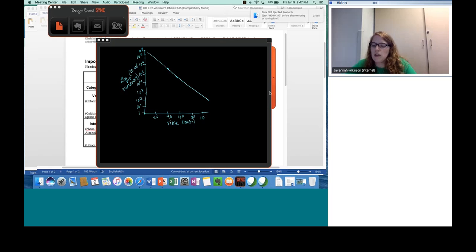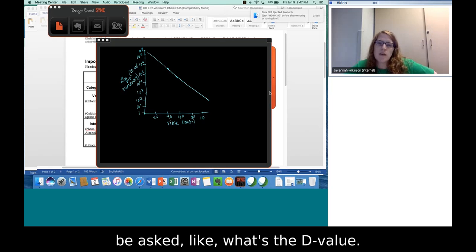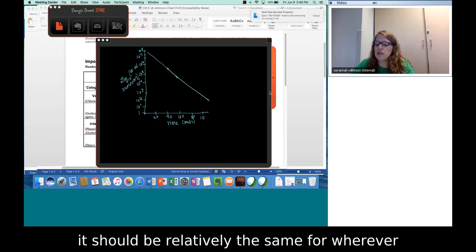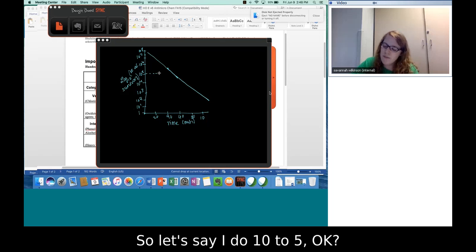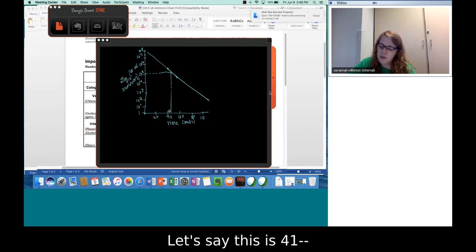let's say you'll be given a graph, and then you'll be asked, like, what's the D value? And in this case, since the line is straight, it should be relatively the same wherever you choose from the population. So let's say I do 10 to the 5. Okay. So let's say to find the D value, go down. Let's say this is 41.